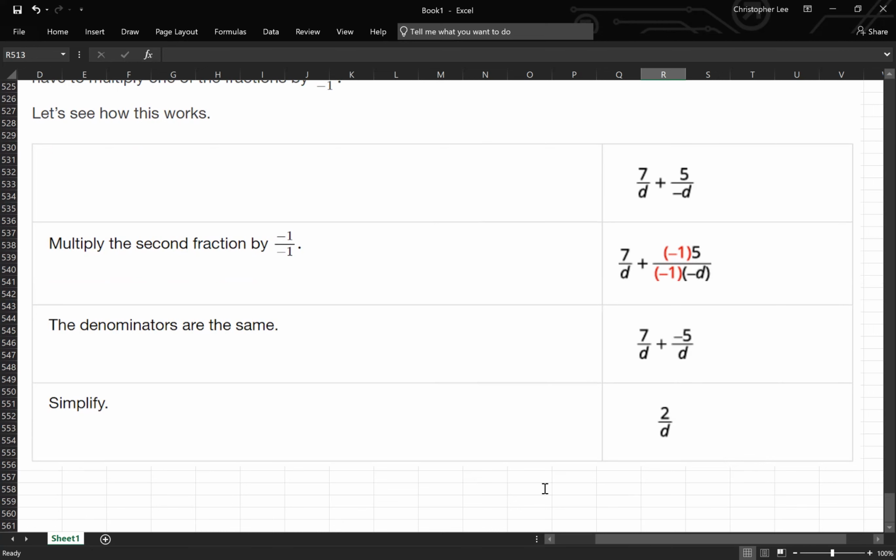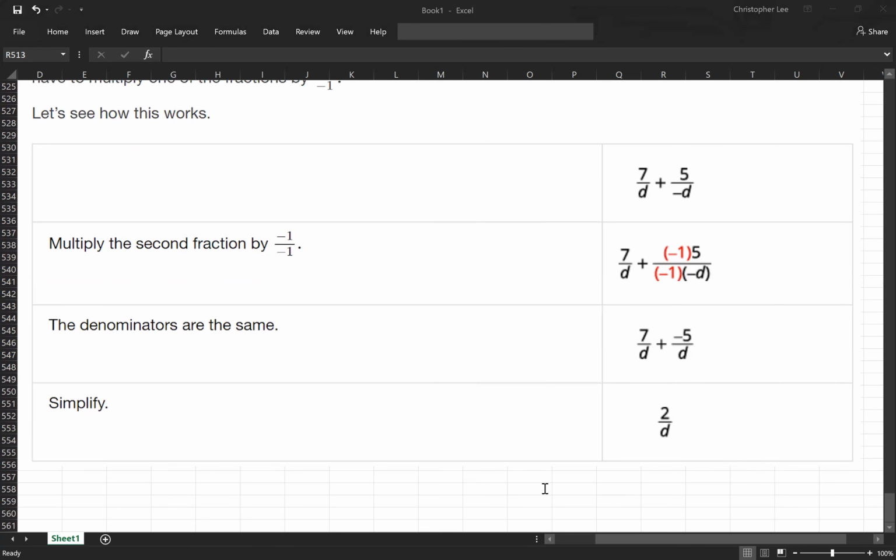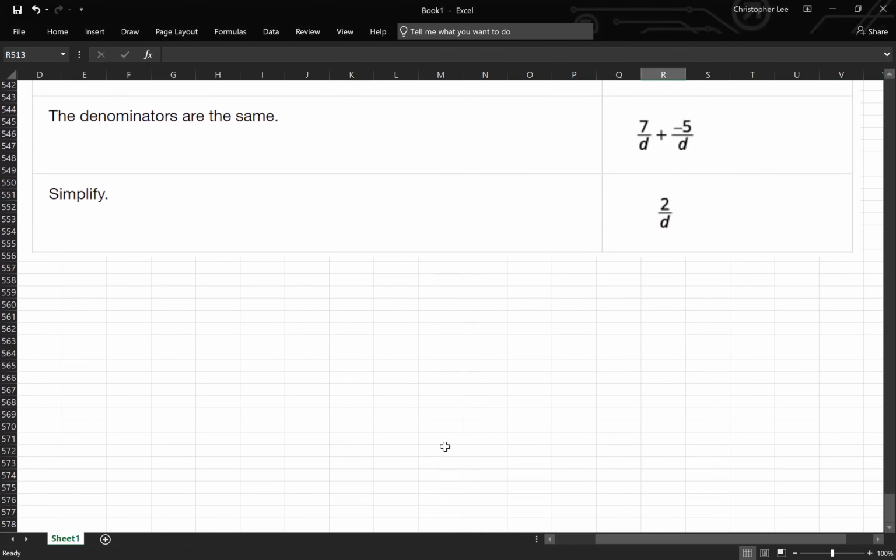When it's opposite, just multiply by -1 over -1, and then it's going to change around, and then you can just go ahead and work it the way that you normally know how to.